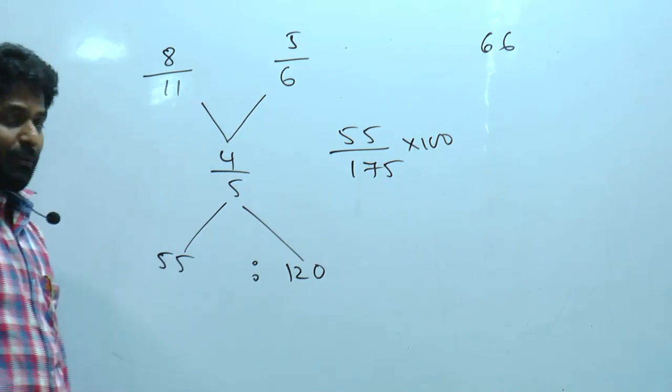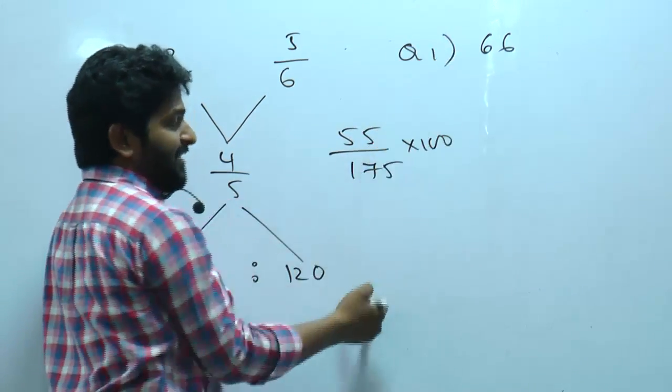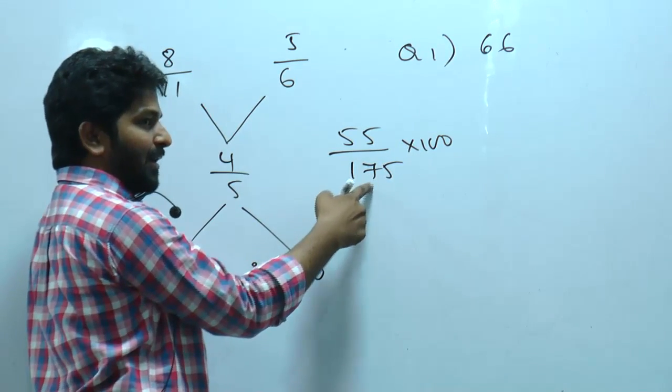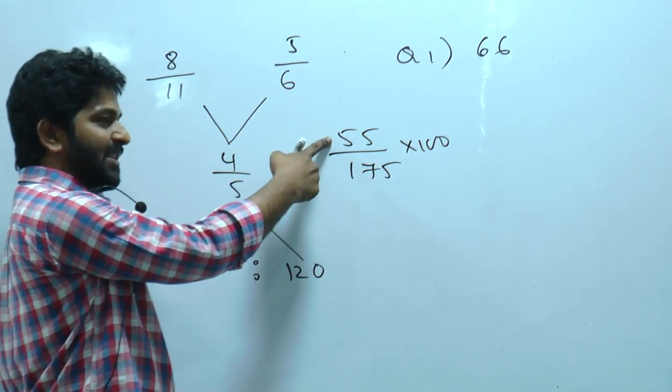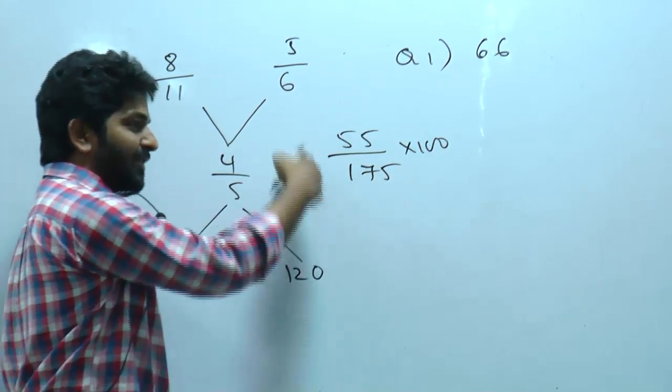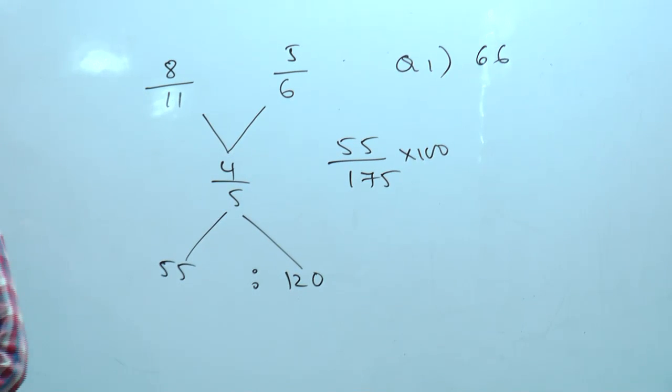So how much is quantity 1? Quantity 1 is 66. How much is 50% of this number? Near about 87.5. Yes or no? This is less than that. Hence this value is less than 50%. So hence quantity 1 is more than quantity 2.